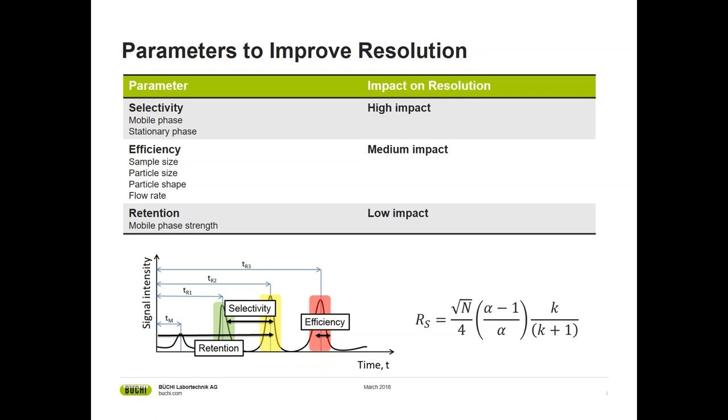With the mobile phase strength, the retention is affected, which actually has the lowest impact on resolution. In general, we can say retention and efficiency are easy to control in comparison with the selectivity factor. Screening for the optimal mobile and stationary phase can be quite challenging and time-consuming, but it's so essential. And that's why we immediately start by going into detail here.